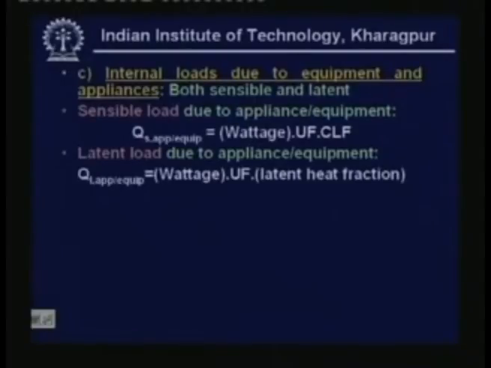That means how much of the total heat is in the form of latent heat. For example, if you have a pressure cooker, there may be a lot of moisture addition to the conditioned air, in which case the appliance is adding a lot of latent heat to the conditioned air, so you have to treat that separately. So one must have information about this.